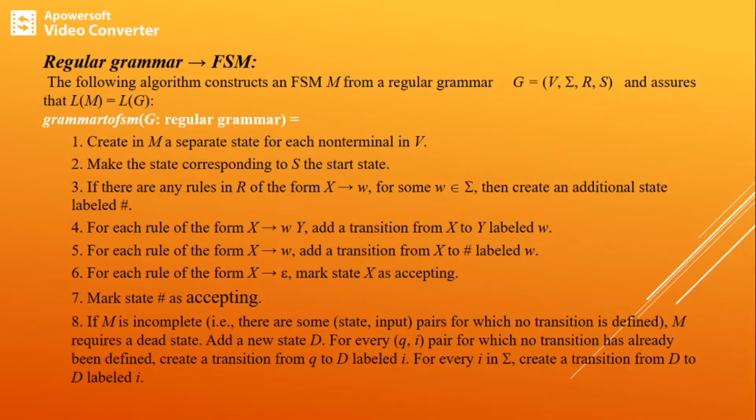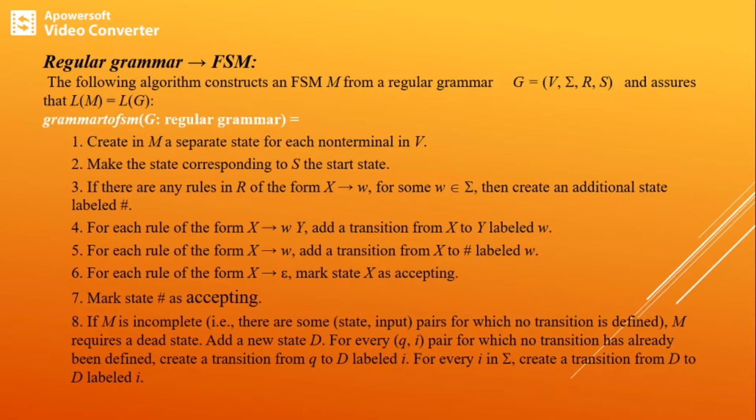Hello everyone, in this video I'll be explaining regular grammar to FSM conversion. A regular grammar is represented as G equal to (V, Sigma, R, S), the four tuples. What is V? V is the set of variables, which is all the terminals and non-terminals. Sigma is the alphabet, R is the set of rules, grammar is nothing but a set of rules. Next, S is the start state.